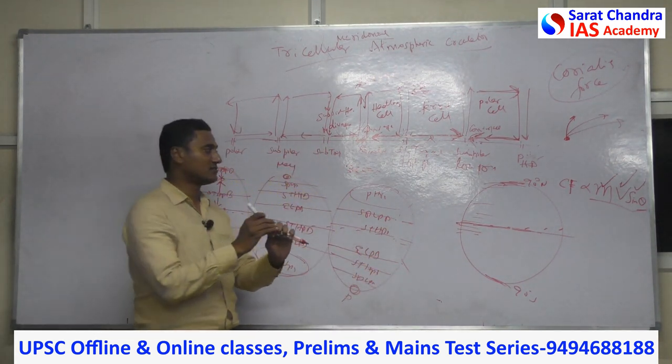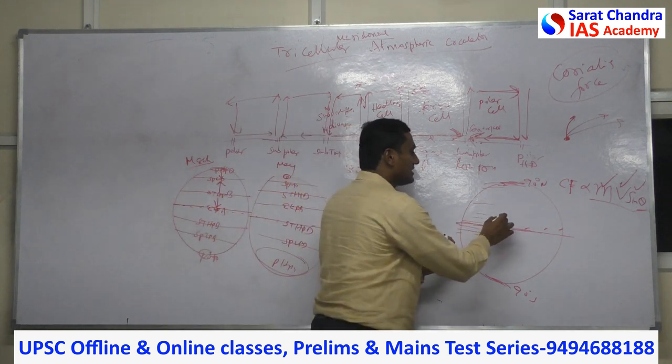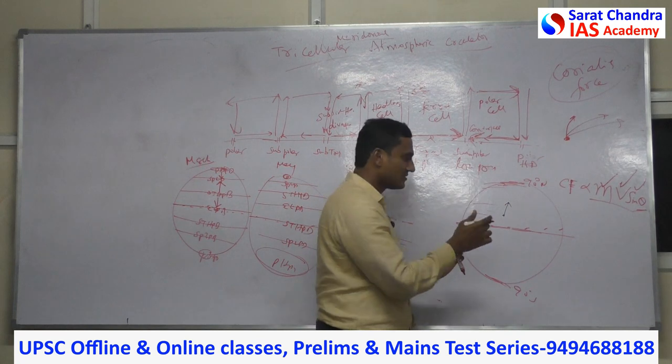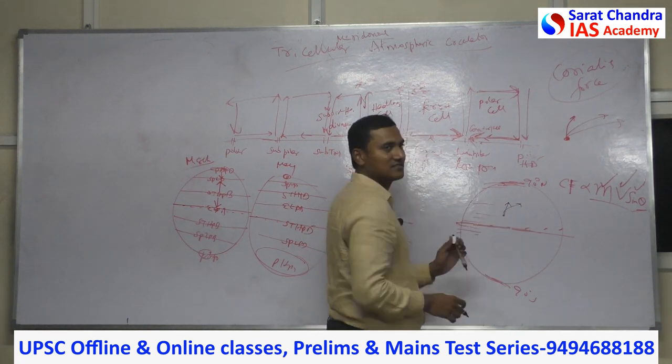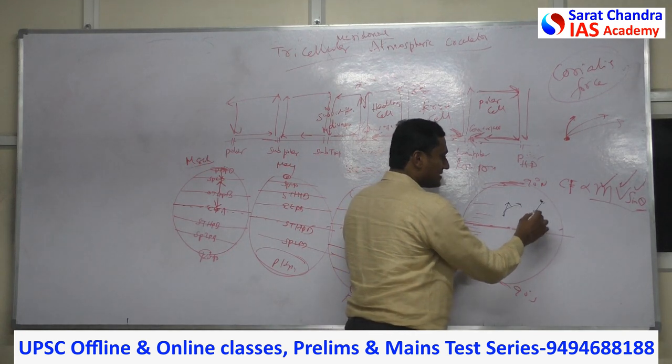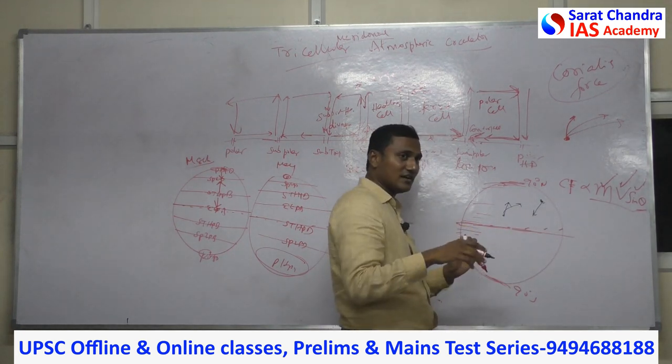Now, I will draw some nice diagrams. Let's try to understand the diagram, see. An object wants to go in this way. How will it deviate? It actually goes like this. Another object, one object is here, friend. It wants to come like this. But it deviates towards the left.